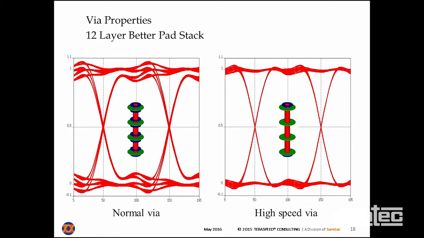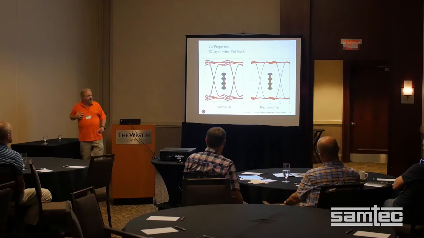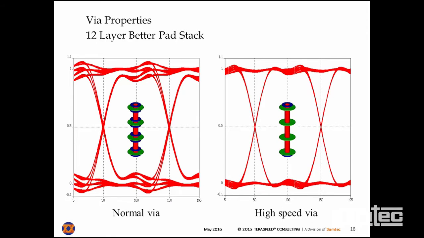Vias. If you use standard vias a lot of times on higher speed signals, they're not designed well. Because here's a via that I'm running 10 gig through. Here's a via that I modified.